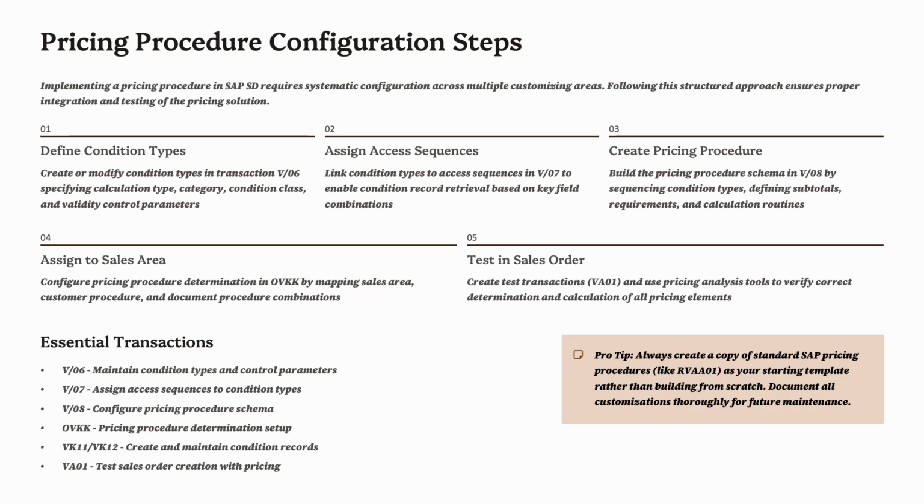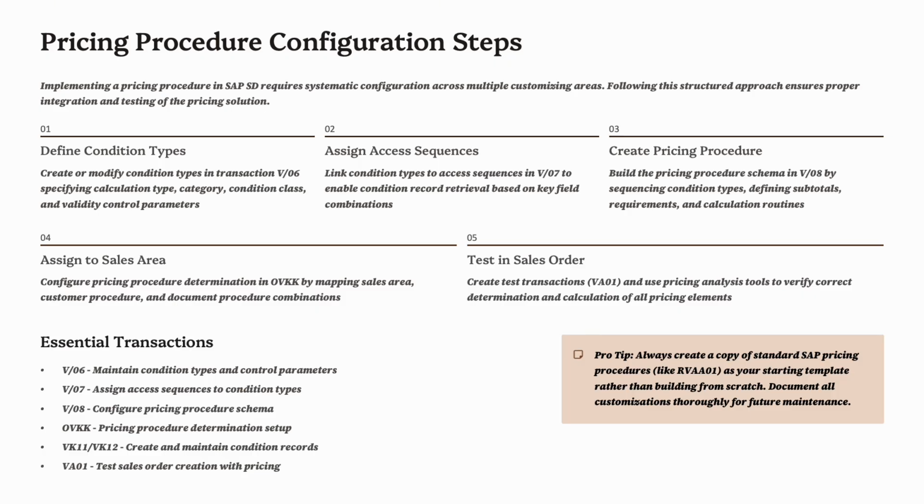Part 5. Now let's walk through the configuration steps of a pricing procedure. This is the part every SAP SD consultant must understand, because it's where pricing logic is actually built. There are 5 key configuration steps in creating a pricing procedure. 1. Define condition types. Before you start the procedure itself, the individual pricing elements must exist. These include prices, discounts, surcharges, freight, taxes, and statistical conditions.